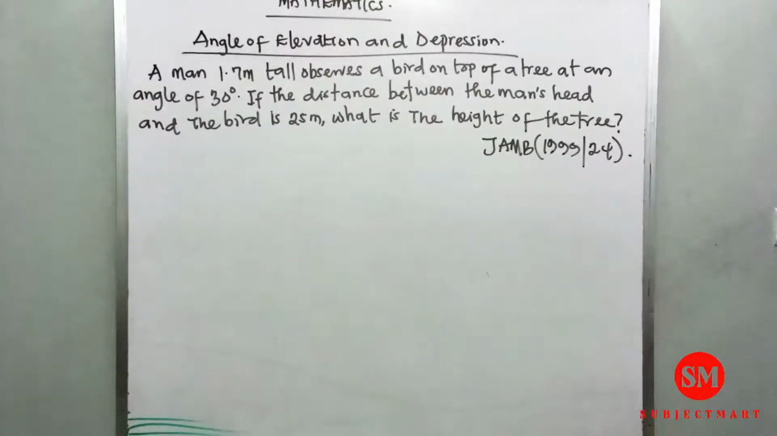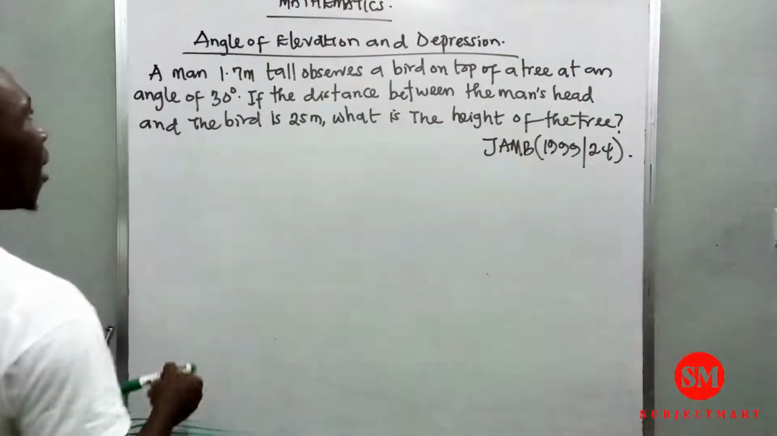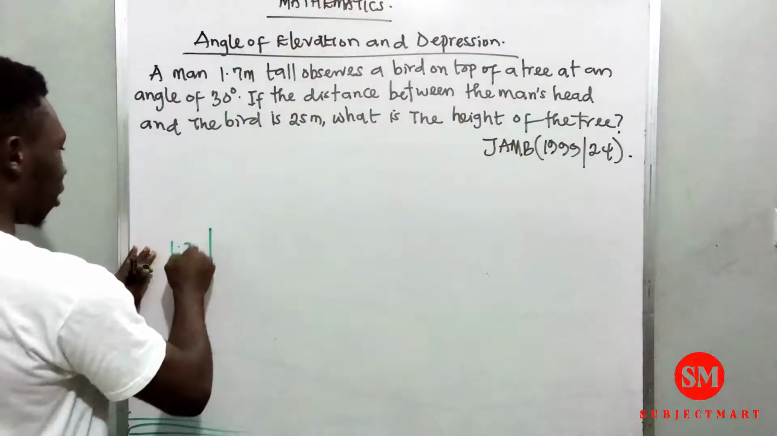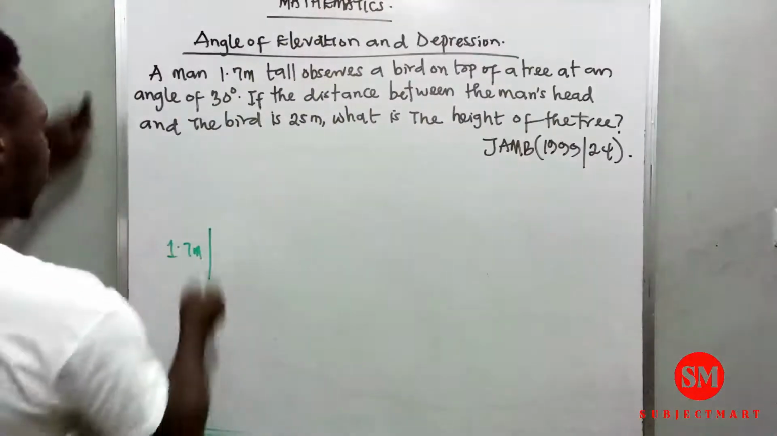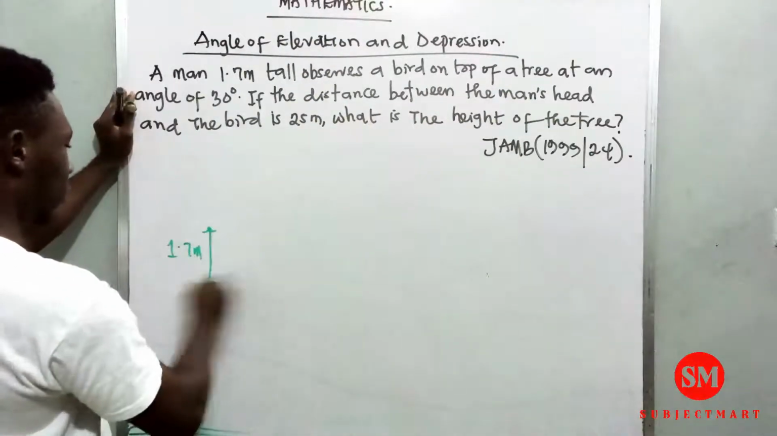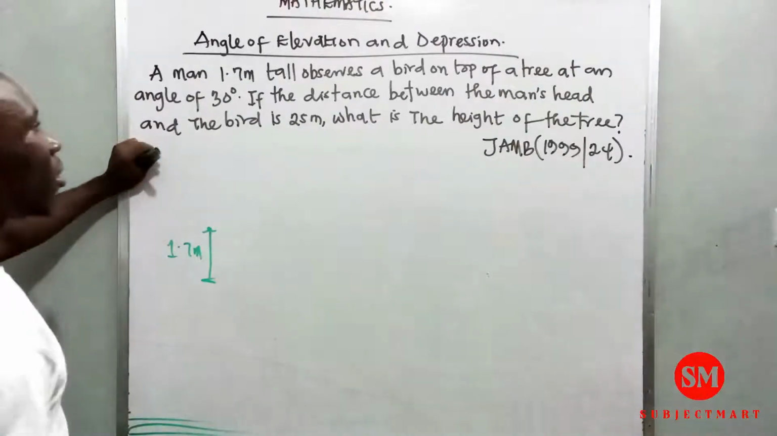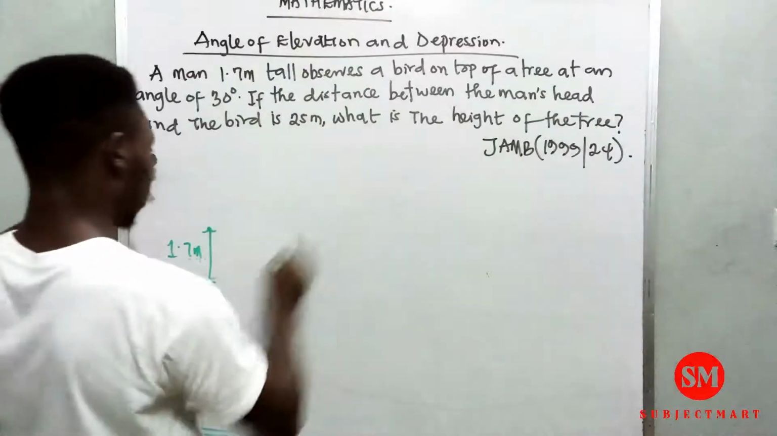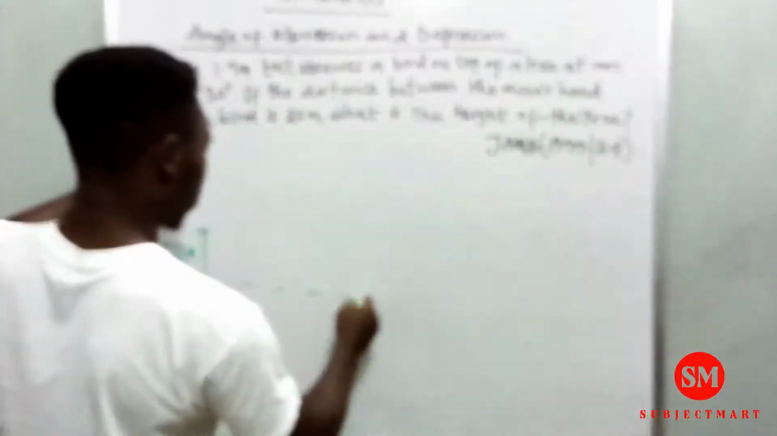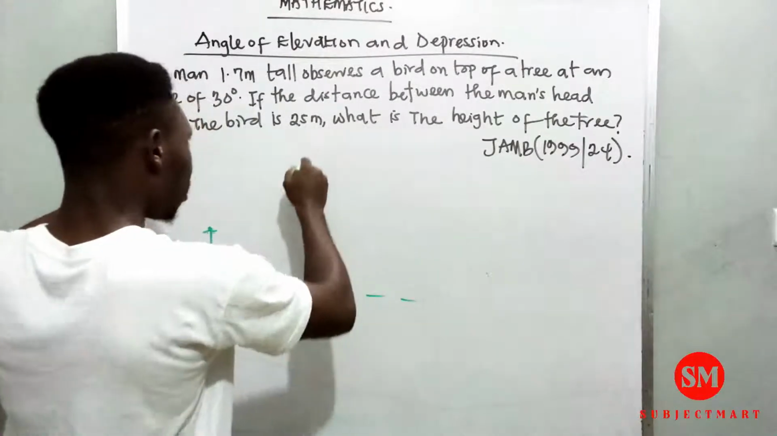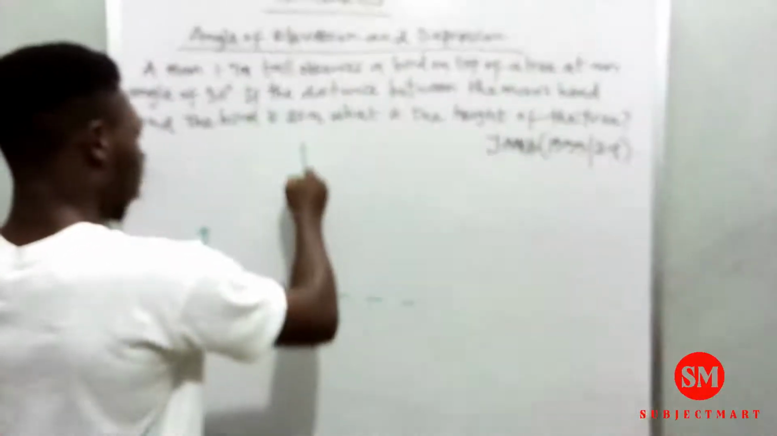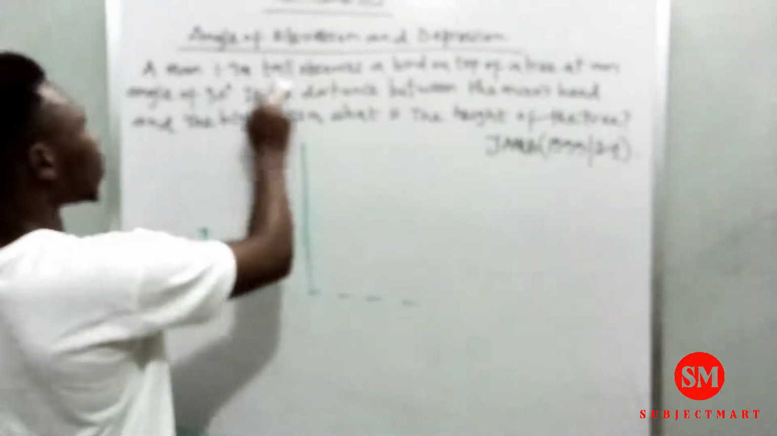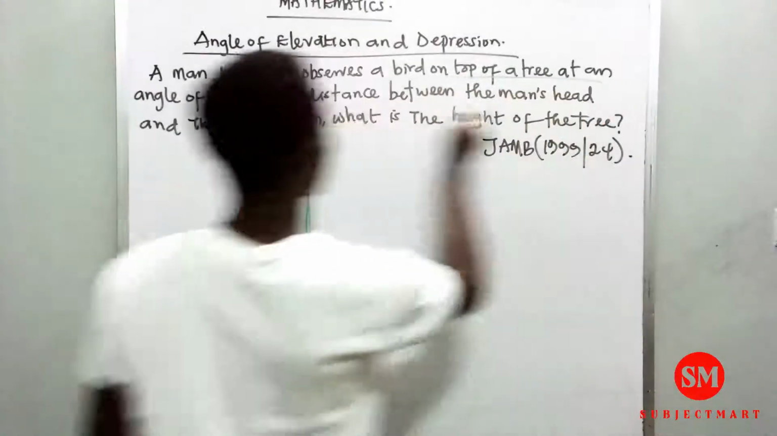Now we have another question here. A man 1.7 meter tall. So if this is the man, 1.7 meter tall, this is the head, this is his leg. So he observes a bird on top of a tree. Now don't forget, this is the ground, and this is the tree. So the man observes a bird on top of a tree at an angle.